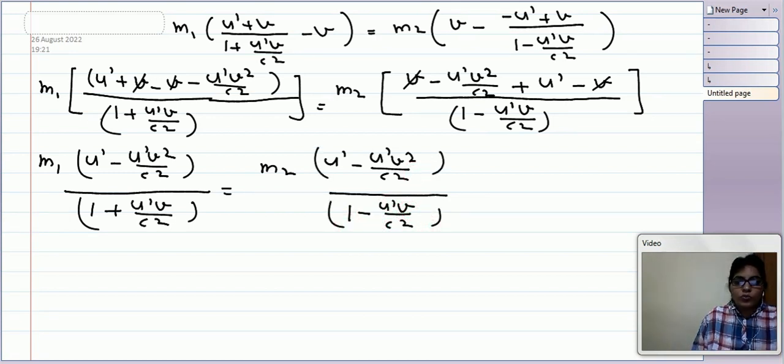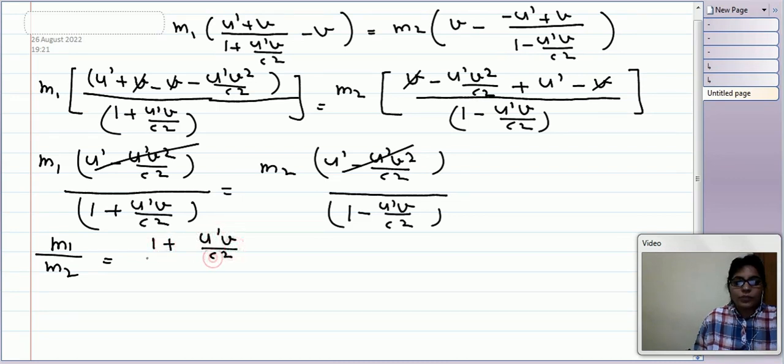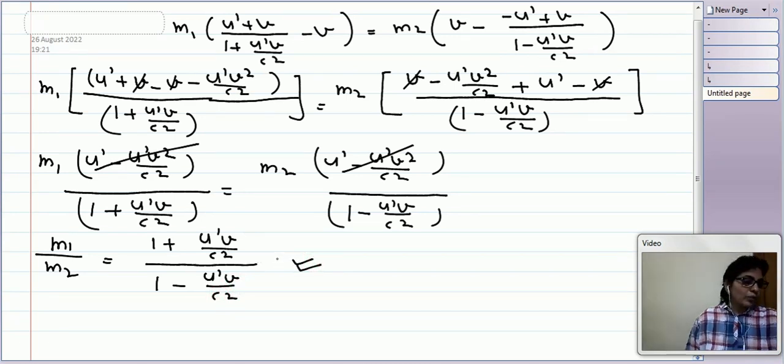So these two factors in numerator are same, so we can cancel these two factors. These are same factors, so we have m1 by m2 is equal to (1 plus u dash v by c square) divided by (1 minus u dash v by c square). So this is our one result, that m1 by m2 is equal to (1 plus u dash v by c square) divided by (1 minus u dash v by c square).